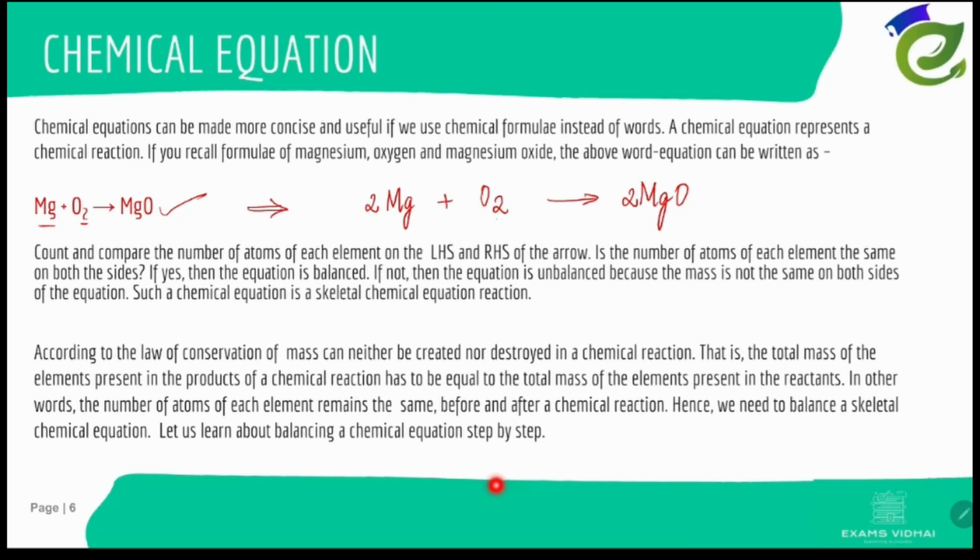So what is balancing? We compare the number of atoms in the reactants and in the products, and we multiply with a coefficient accordingly, and then we write the complete reaction. So let's discuss how we balance an equation.